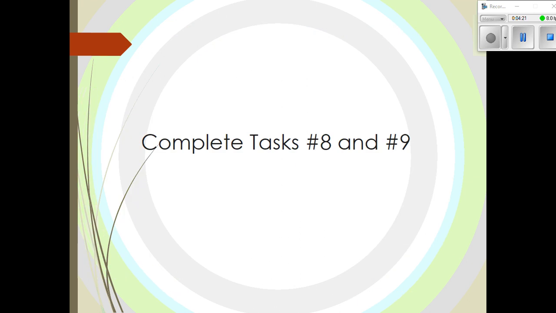In your workbook, we have tasks 8 and 9 available for you to complete. I'm not going to get you to do the article research and writing up a synopsis right now. We're just going to answer the 4 questions on task 8, I believe, and that will be it for this lesson.